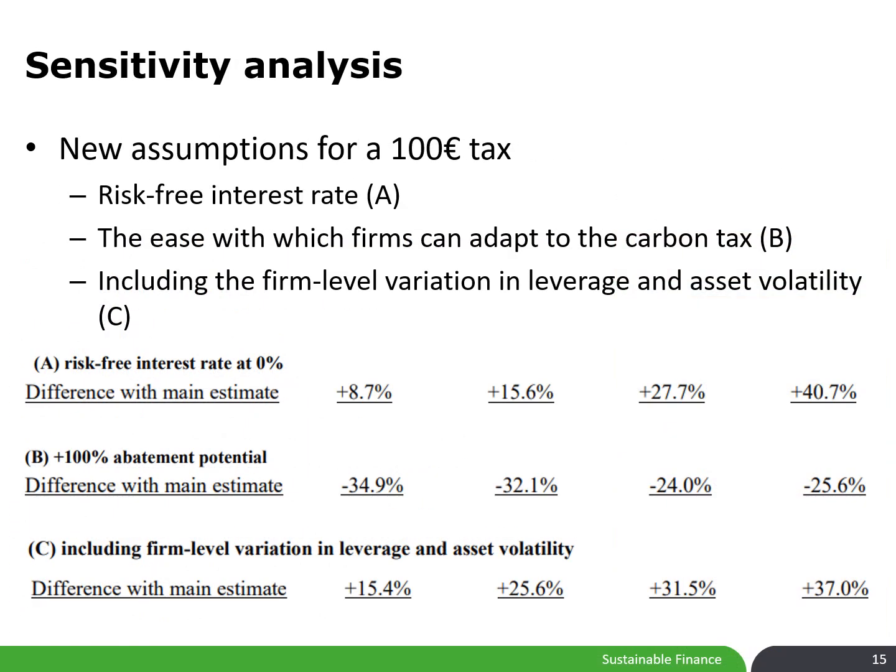The authors give us a sensitivity analysis to interpret the results. There are three new assumptions which are made for a 100 euro amount of tax. The first, scenario A, is when we have a risk-free interest rate of 0. The second, scenario B, is the ease with which firms can adapt to the carbon cap. The last one is when we allow firm-level variation in leverage and asset volatility.